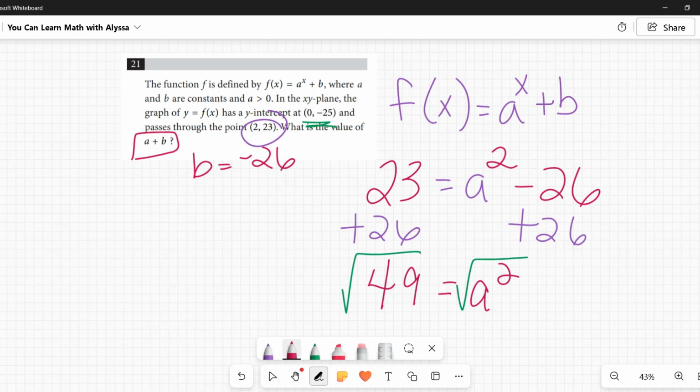So I have the square root of 49 is plus or minus 7, and that is equal to a. So which is my value of a? How do I know? Well, I know because they told me up here that a is greater than 0. So I know it is the positive 7, not the negative 7. So a is equal to positive 7. And now finally I can get my answer. They want to know what is a plus b. Negative 26 plus 7 is negative 19. And that is my answer.